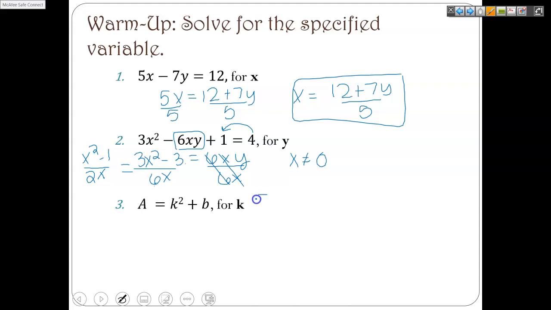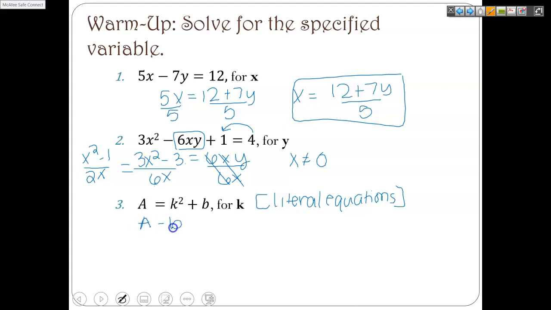Number 3 is an example of what we call literal equations. We did literal equations back in maybe chapter 1, I think section 3. A literal equation is when we have all variables and our answer is going to have variables with variables and no numbers. So number 3, it says a equals k squared plus b solved for k. This is a mistake I saw we make commonly, that when we tried to solve for k and k was squared, we lost half our solutions.